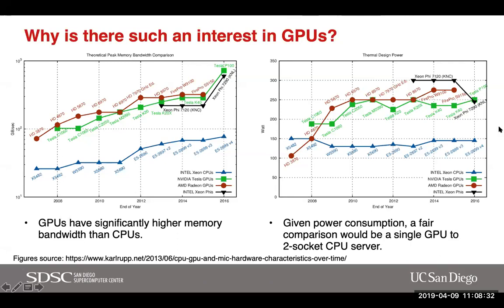Then again, if you look at the power consumption to have a fair comparison, a single CPU, current version, on the right-hand side of that plot, consumes approximately half the power of a single high-end GPU. So a fair comparison in terms of performance given a certain power consumption would be a single GPU, for instance a Tesla P100, versus two high-end CPUs in a dual socket CPU server.